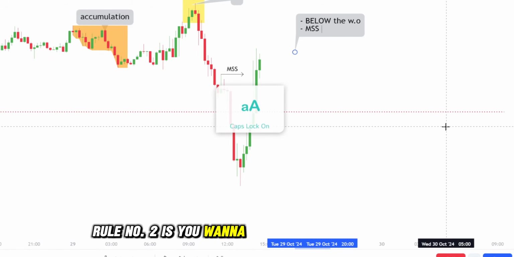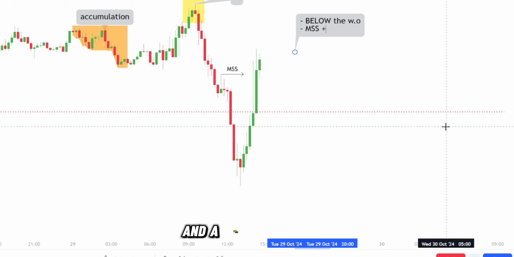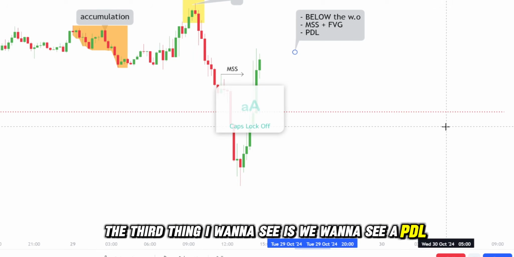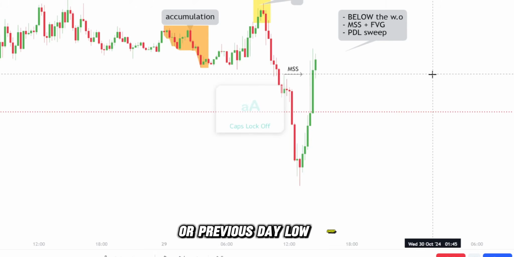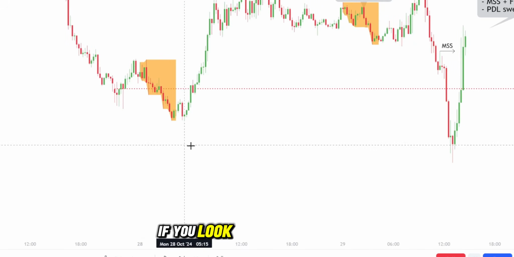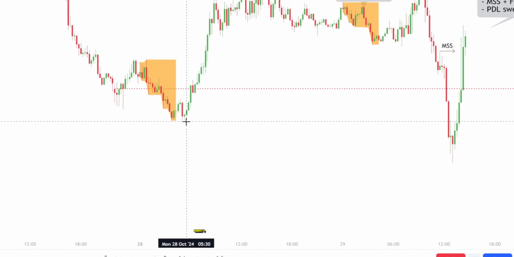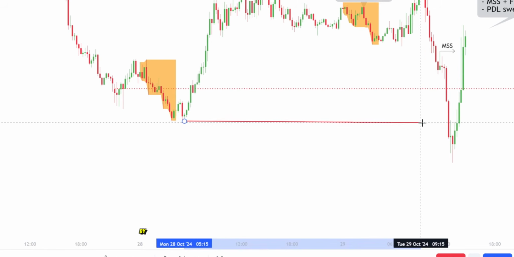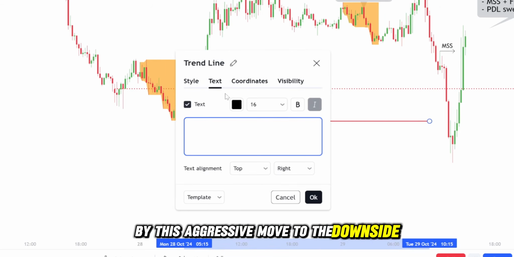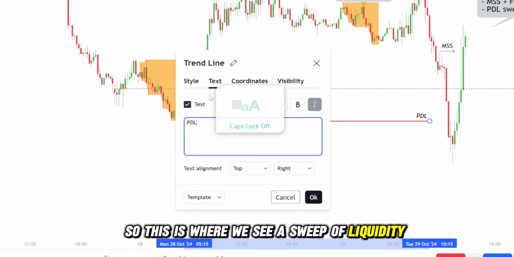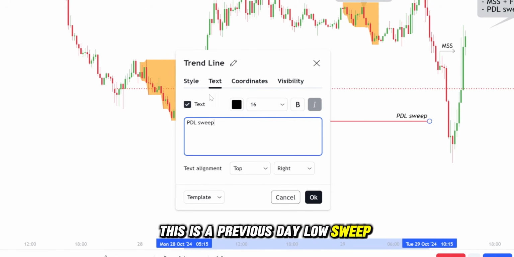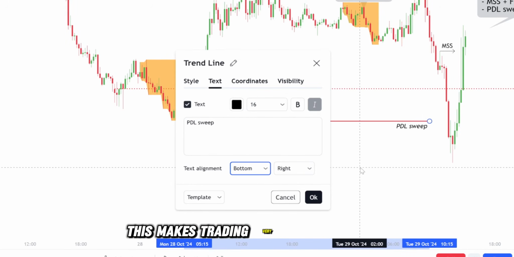Rule number 2 is you want to see a market structure shift and a fair value gap. And the fair value gap is just below the weekly opening. That's the second thing I want to see. The third thing I want to see is a PDL or a previous day low sweep. What do we mean by that? Well, if we look at Monday's liquidity, it was swept by this aggressive move to the downside. So this is where we see a sweep of liquidity. This is a previous day low sweep. This makes trading very high probability.